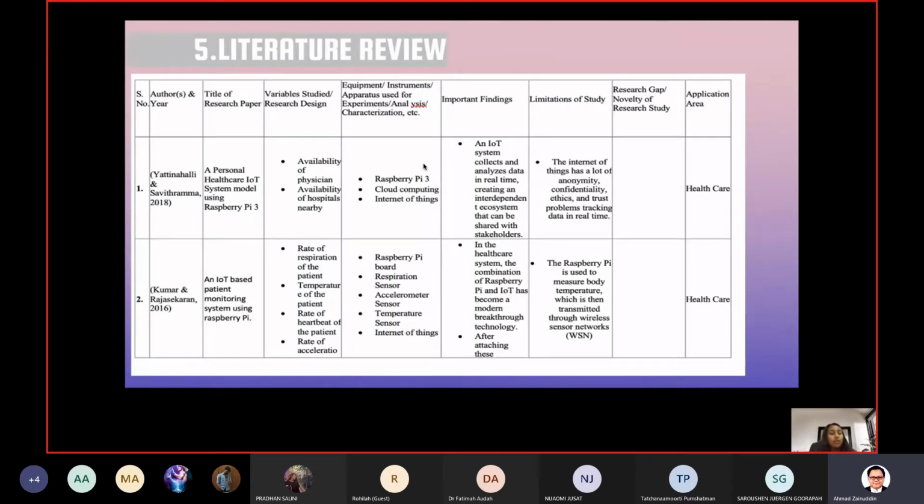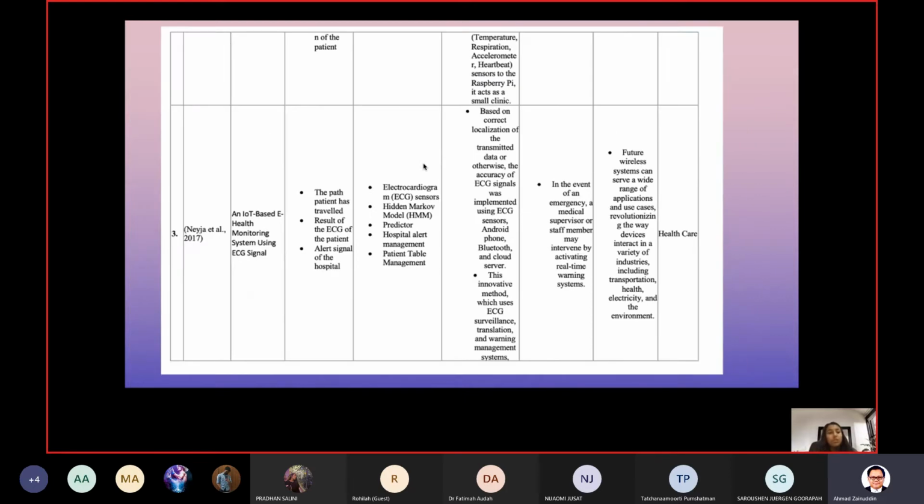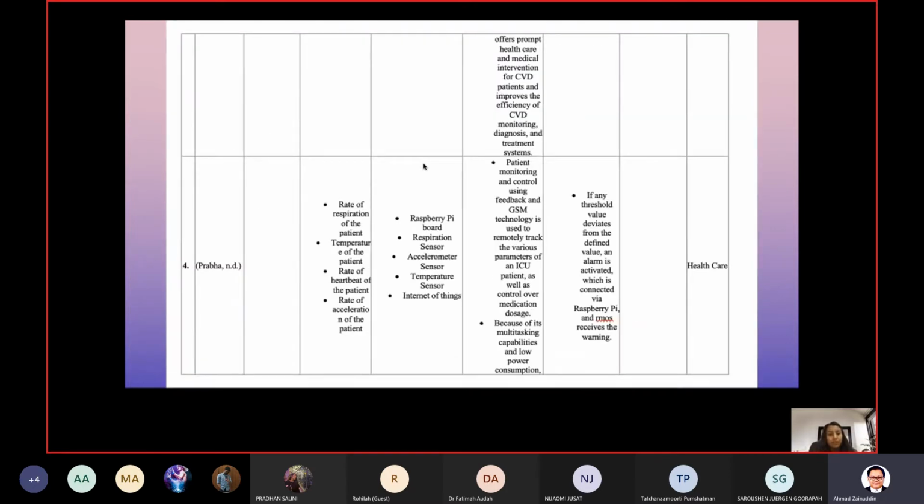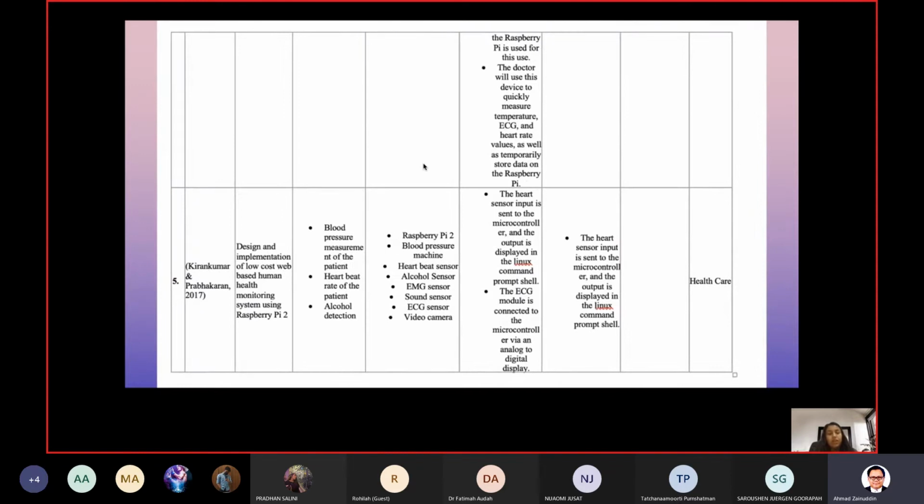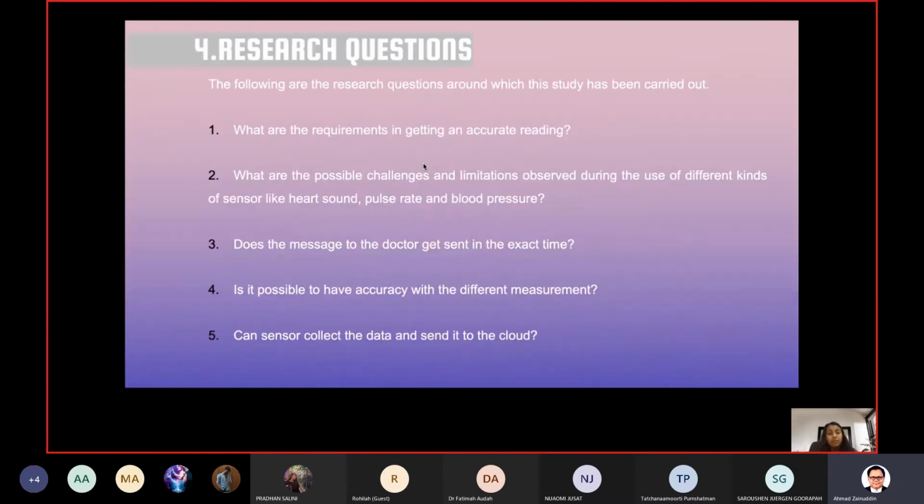Then moving forward, this is my literature review. Here I have found 5 authors' different research papers, and I have divided the components in each area like title, variables studied, equipment, important findings, limitations, and research gaps and applications area. The applications area is healthcare as mentioned, and these are the equipment used and the important findings and limitations of the study. So this is the literature review of the 5 research papers.